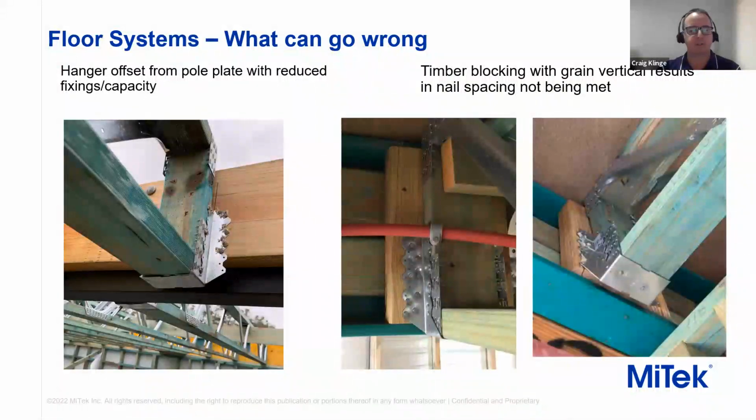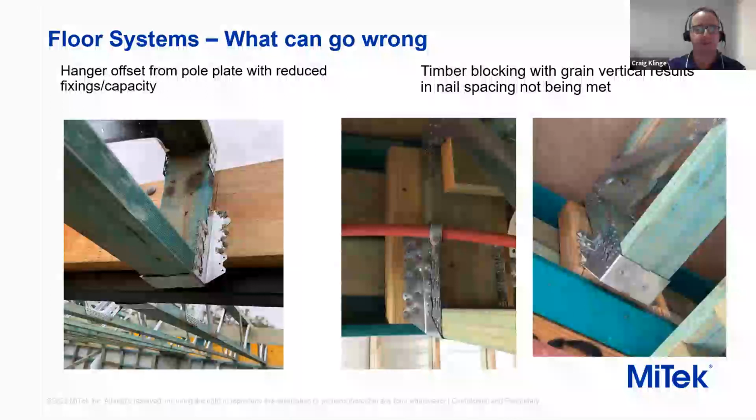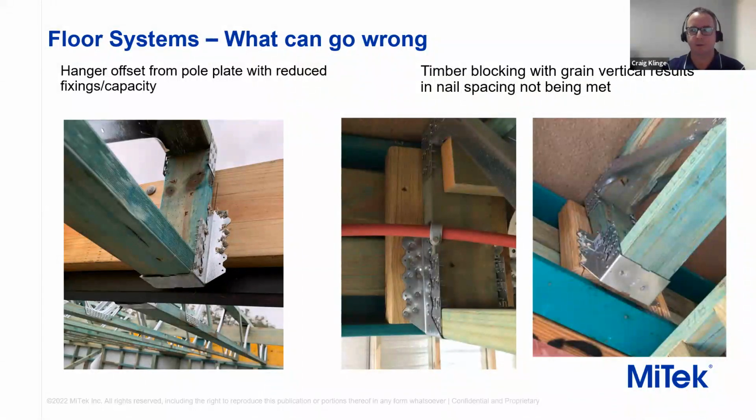So here's a few instances where some of the common issues that we've seen. The pole plate has been fixed at the wrong height, so then the joist hangers are hanging below the pole plate, insufficient nailing. Therefore, we're going to end up with a reduced capacity. So depending on the load width, it actually may not result in that joist hanger being suitable for that product.